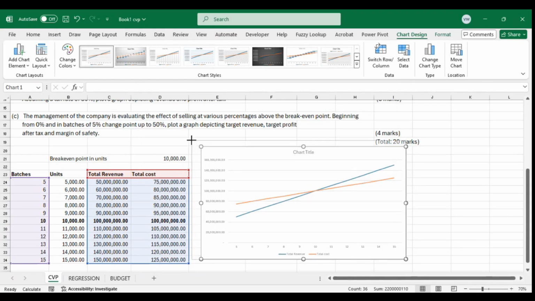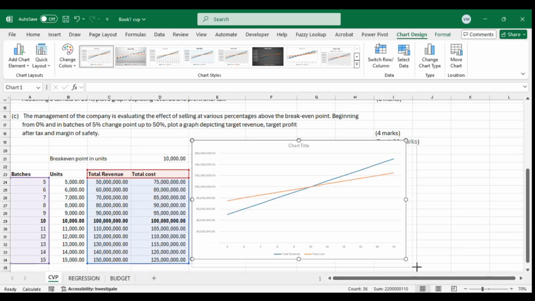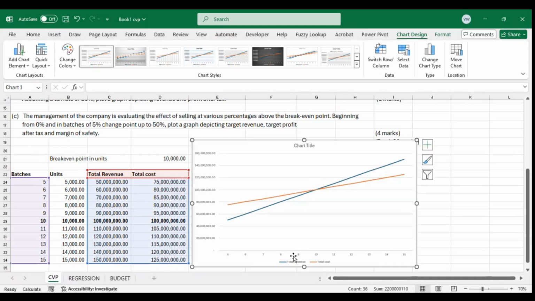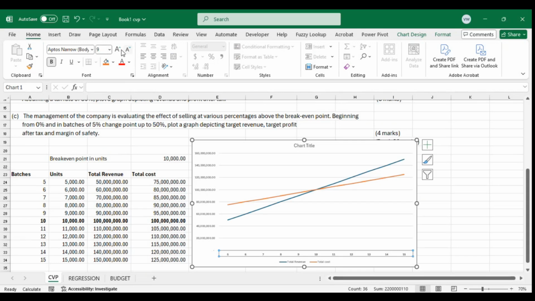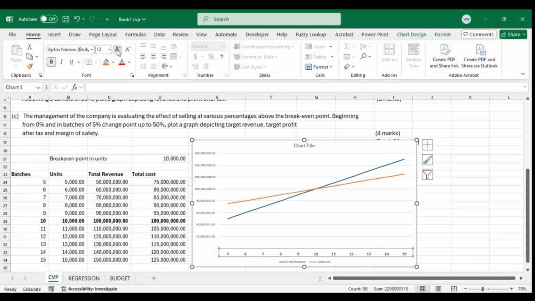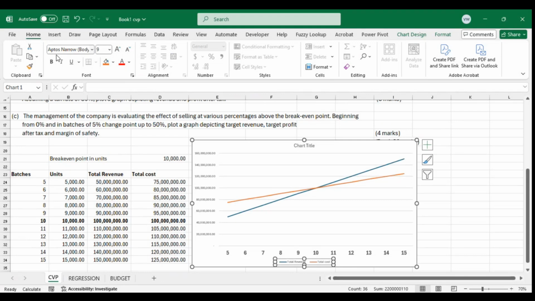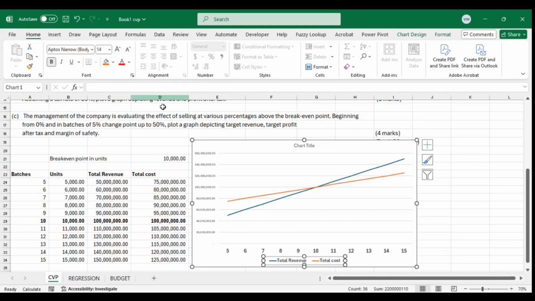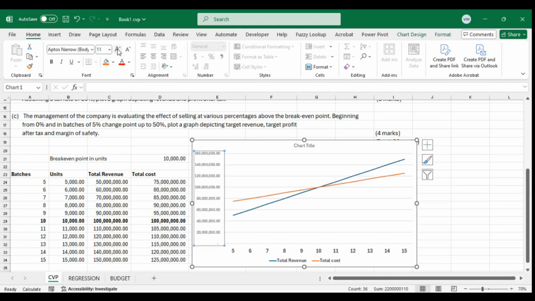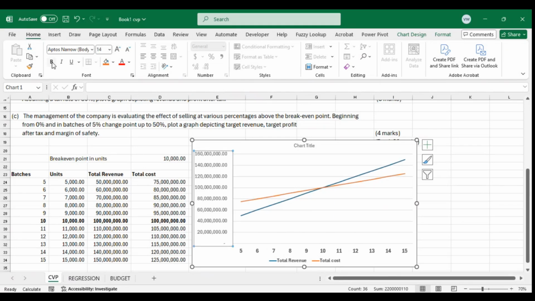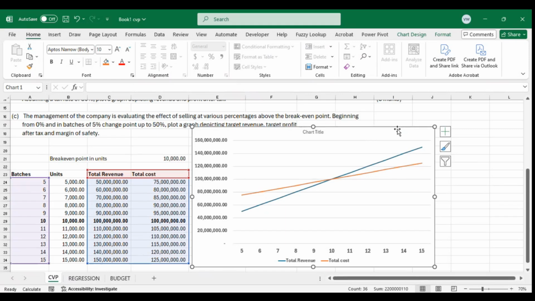And from this line chart, we can make it clearer. We can increase our axis values and components so that it is very clear. Then we also have our y values. Remember, in the y-axis, this is where we said we have both the total revenue and the total cost.